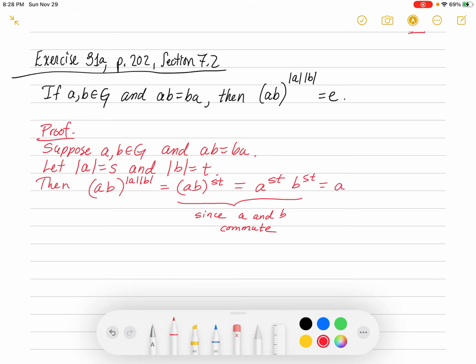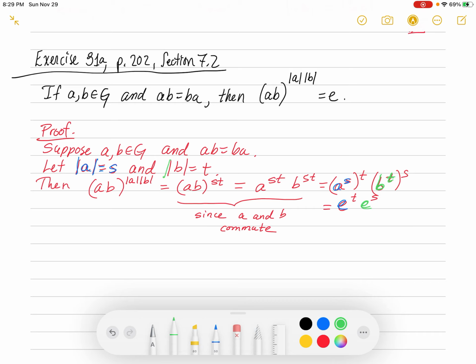Now we can rewrite this as what? A to the S to the T, and the next one we can write as B to the T to the S. Now A to the S is the identity, right? That's because the order of A is S. And B to the T is going to be the identity.